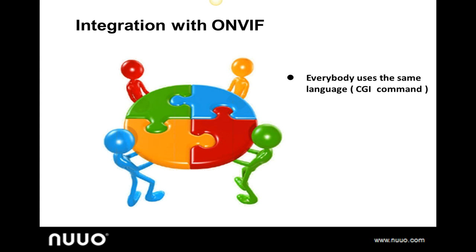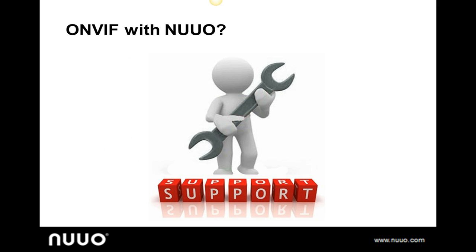So why not just use one single CGI command? It's called ONVIF to integrate them. So we have ONVIF now, and everybody uses the same language, the same CGI command. So we only have to follow the ONVIF protocol, and then it can be used by the VMS. As you can see, Nuo can support ONVIF, but of course there are some limitations.